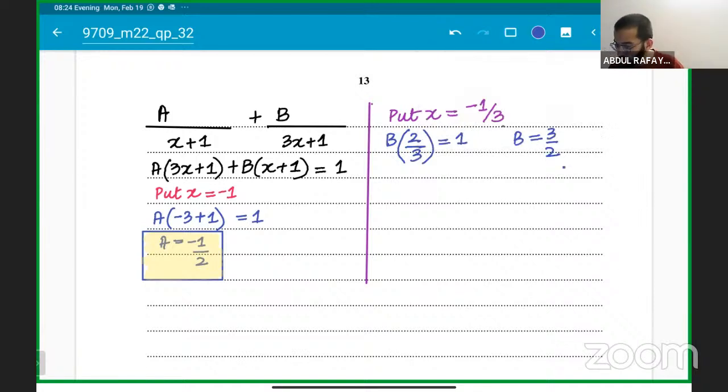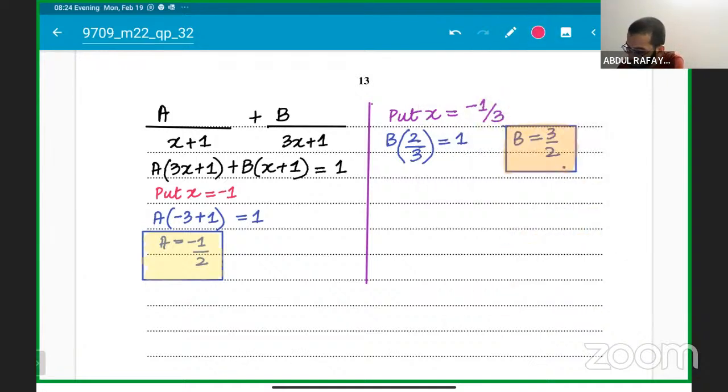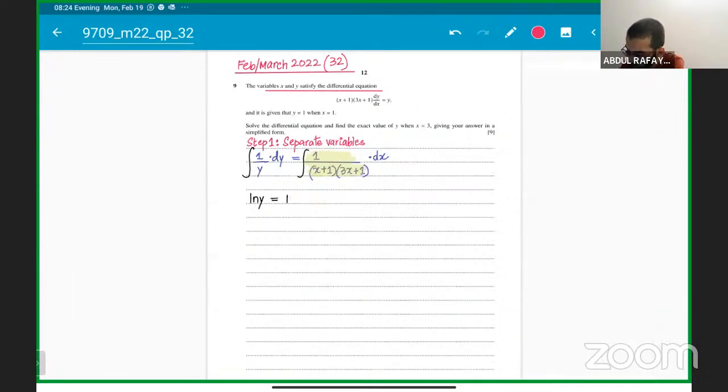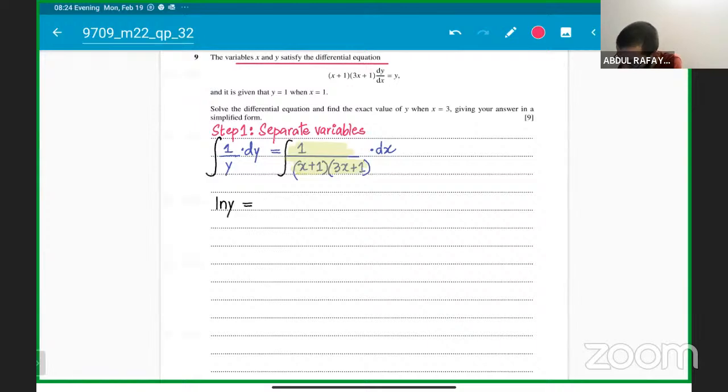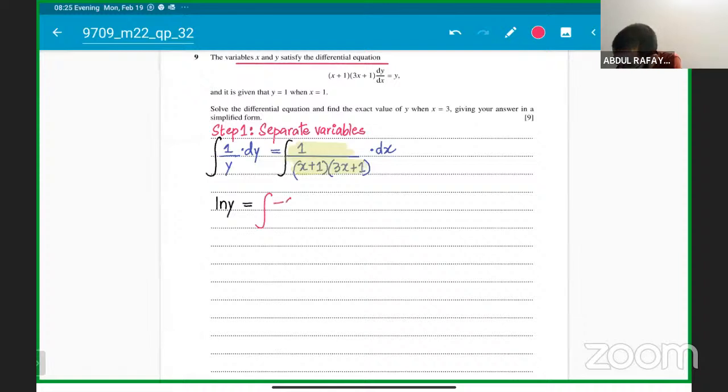So the B value will be 3 over 2. That will be giving us the answer. Clear on that? No problems, right? So A is -half and B is 3 over 2, which also means we have already got the answers to our question. So we'll write down again that ln y will be equal to the integration part, where we still have to integrate. So it will be -half over x plus 1. Getting it, guys? Clear?